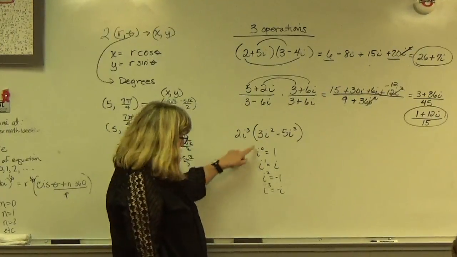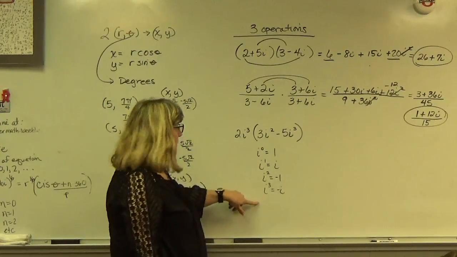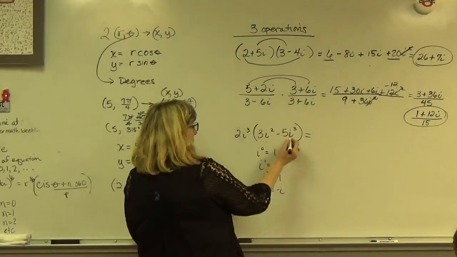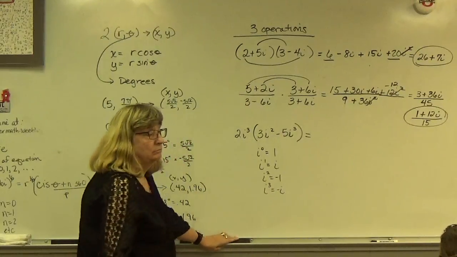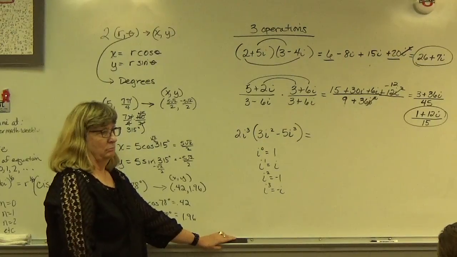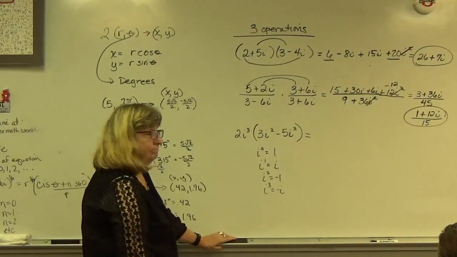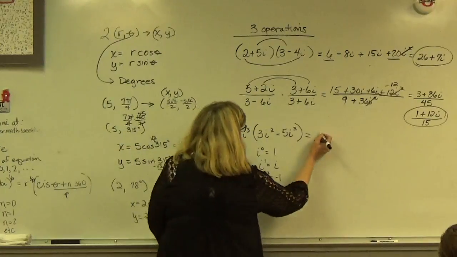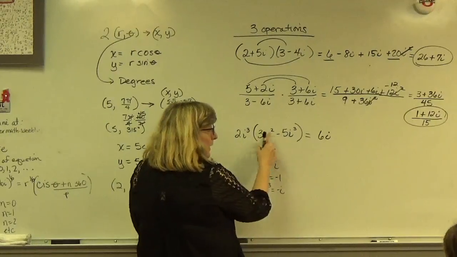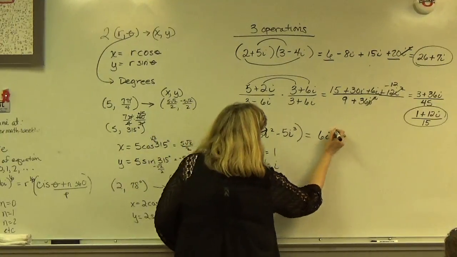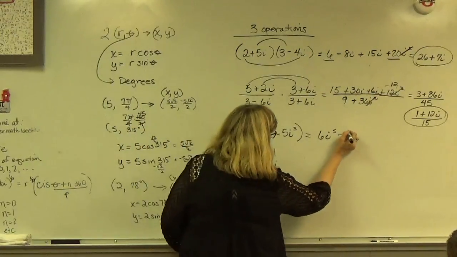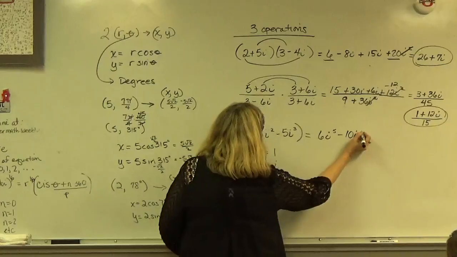Okay, we remember i to the 0, i to the first, i to the second, i to the third. So if I were to distribute this, Tara, what would you get? You're distributing, okay? So you would get 6i to the 6th power. Remember when you multiply, you add exponents? Just kidding, to the 5th power. There we go. And then you would get 10i to the 6th power.